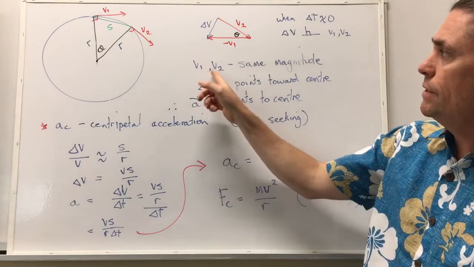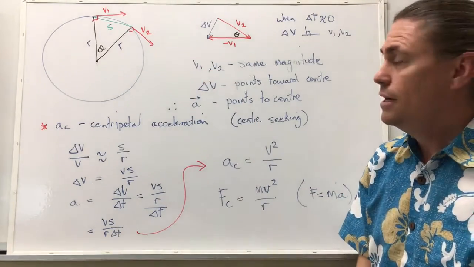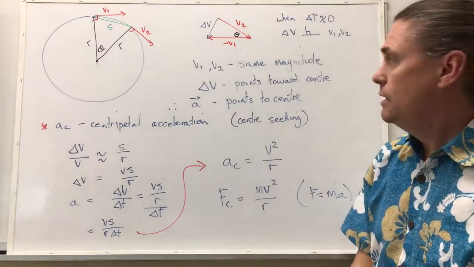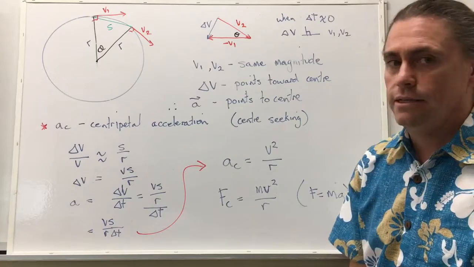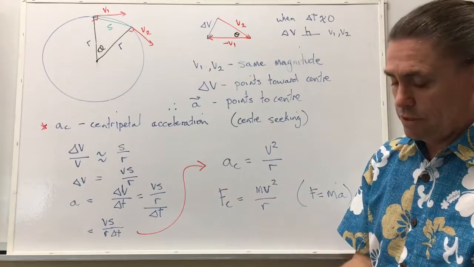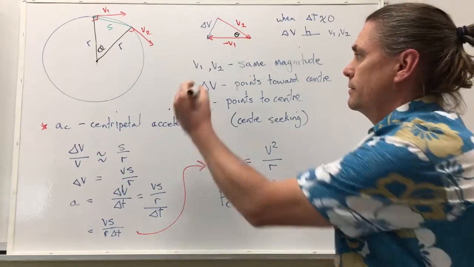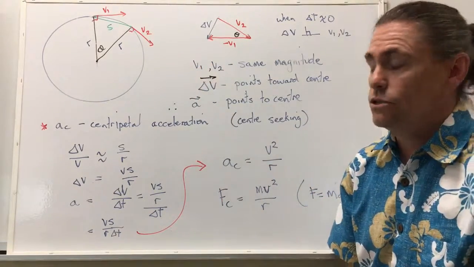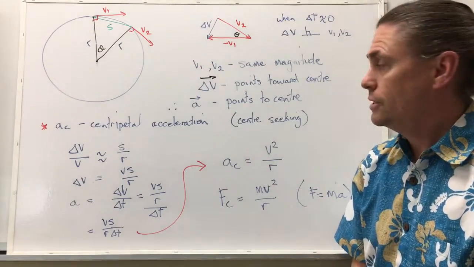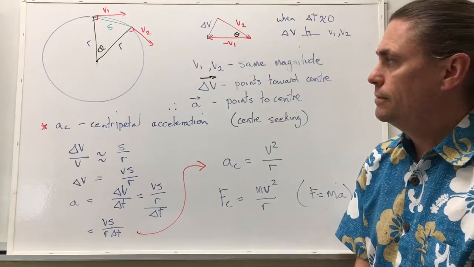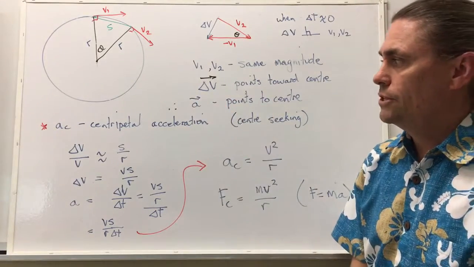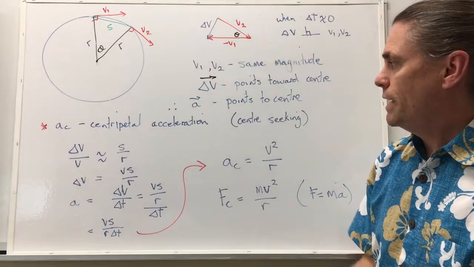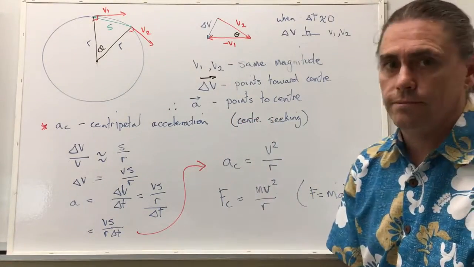So even though our v1 and v2 have the same magnitude, they have a different direction, our change in velocity delta v will always point toward the centre. And because we've got this component that is a vector, delta v, it means that we must also have an acceleration on that object in the same direction, and therefore toward the centre. We call this acceleration centripetal acceleration, and that comes from the Latin derivation meaning centre seeking.